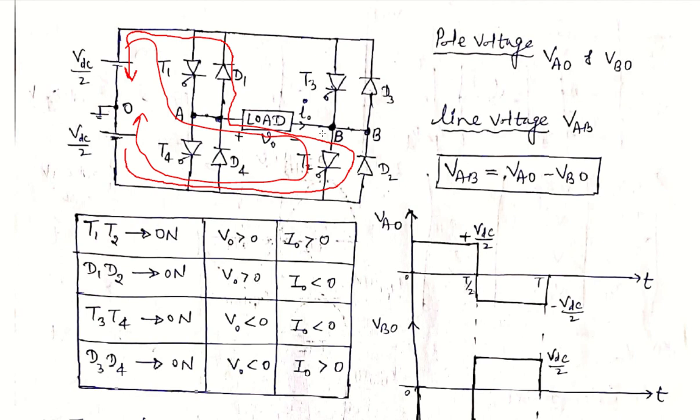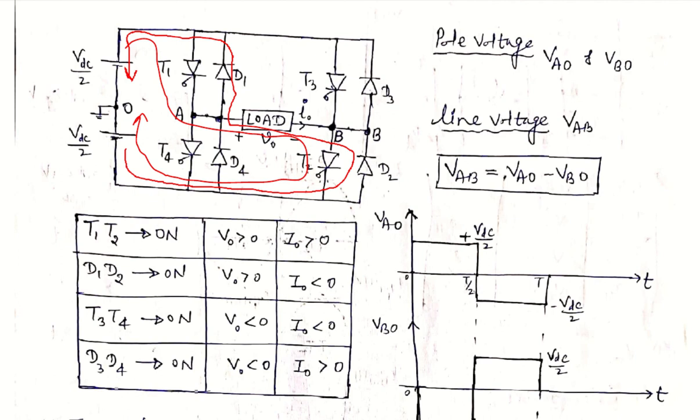Similarly for T3 T4, V naught is less than 0, I naught is also less than 0. In case of diodes, V naught is less than 0, and I naught is the same as in the case of the half bridge, but T1 T2 are there, D1 D2 are there, T3 T4 are there, and D3 D4 are there. So in case of thyristors, power is positive as the load receives the energy from the source, and in case of diodes, it will be releasing the energy, so power will be negative.